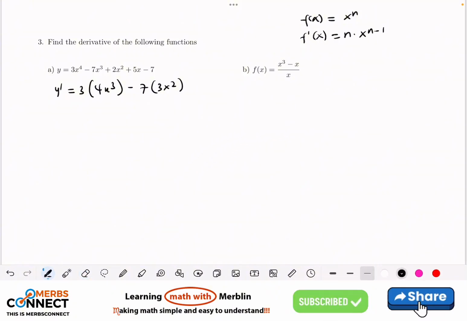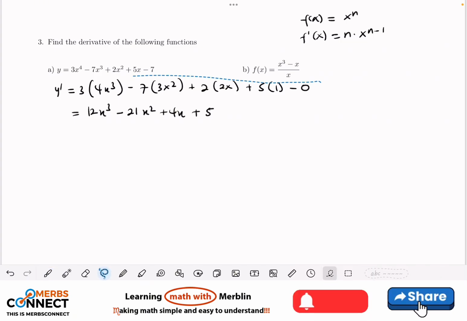Then let's look at plus 2x squared. When I differentiate x squared, I'm going to have 2x. I drop the 2, I subtract 1. Now plus 5, when I differentiate x, I get 1, minus when I differentiate a constant, I get 0. So simplify this and we get 12x to the power 3 minus 21x squared plus 4x plus 5. So this will be the result for finding the function from there.